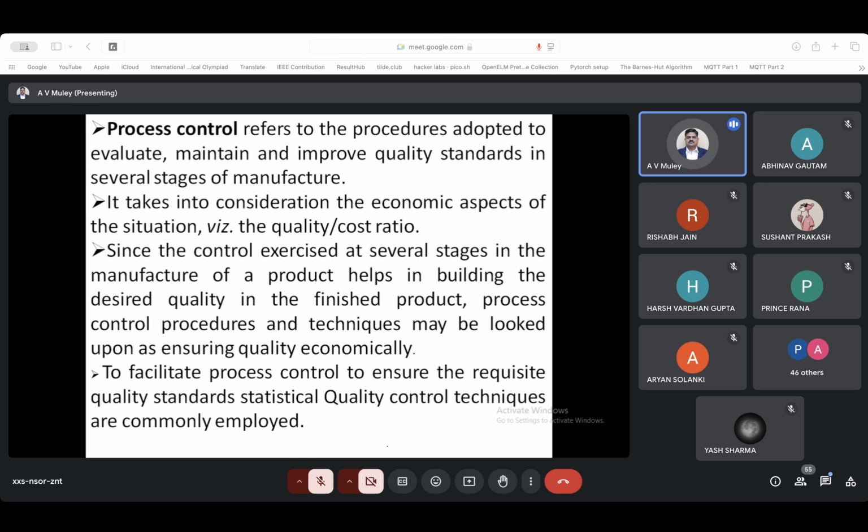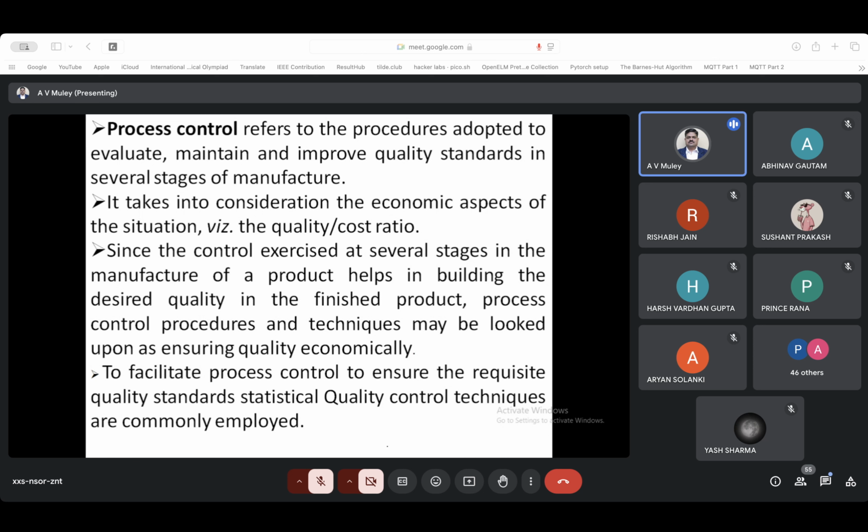So there is a concept, there is another aspect of this one, that is called value engineering. That is a topic or chapter in industrial engineering, it is not part of this, so we will discuss it later. So the control exercised at several stages in the manufacture of the product helps in building the desired quality in the finished product. The process control procedures and techniques may be looked upon as ensuring quality economically.